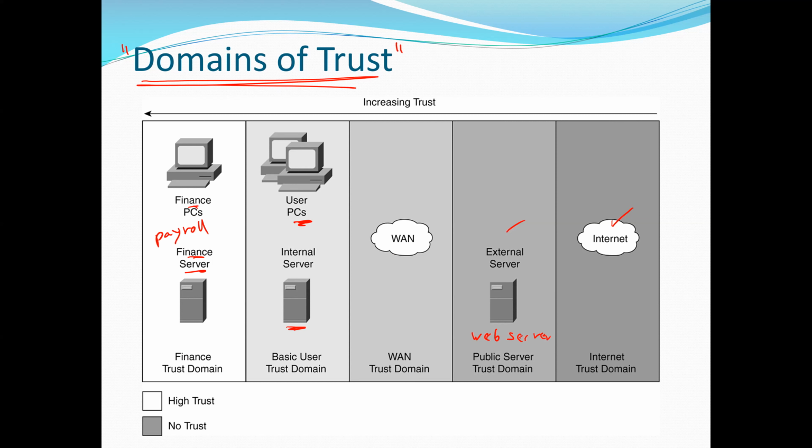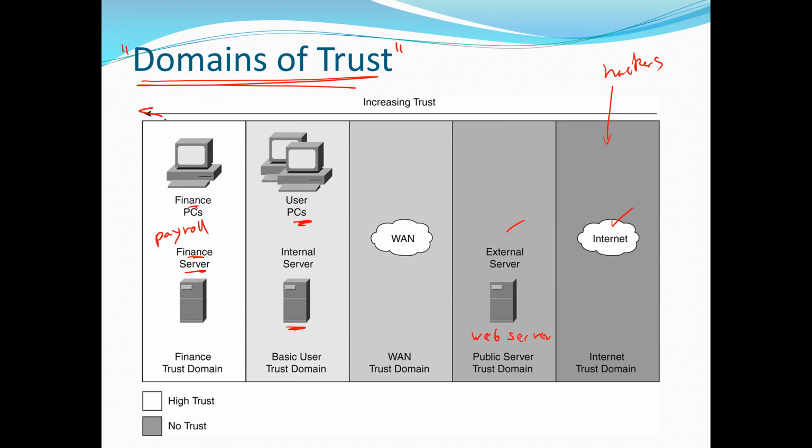Which one of these five areas, which are called trust domains, would you say is the most trusted? Or which one is the least trusted? Would the internet be the least trusted? Yes, the internet, because with the internet you have no control over it. Hackers are there.